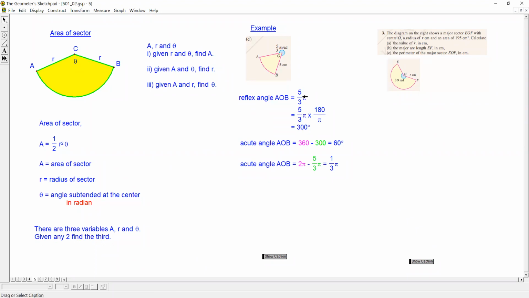It is not necessary that you convert the angle in radians to degrees, because even if they give you degrees, you are not going to use it. So we might as well find the answer in terms of radians. Instead of writing 360, you write 2 pi. And this 300 we don't know. We only know that it is 5 over 3 pi. So the angle here is 2 pi minus 5 over 3 pi, which is 1 over 3 pi, or 1/3 pi.